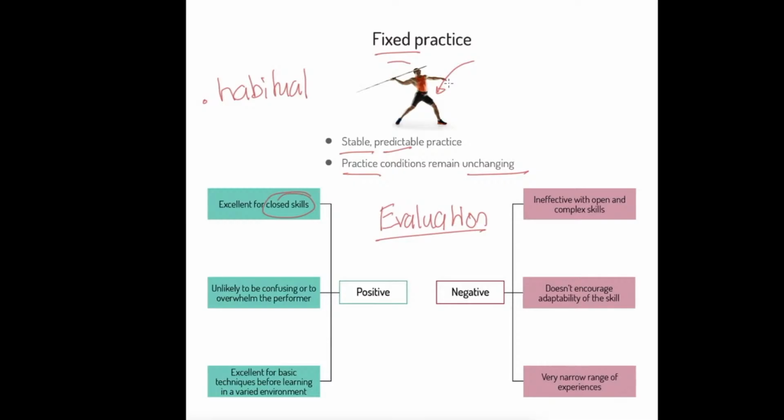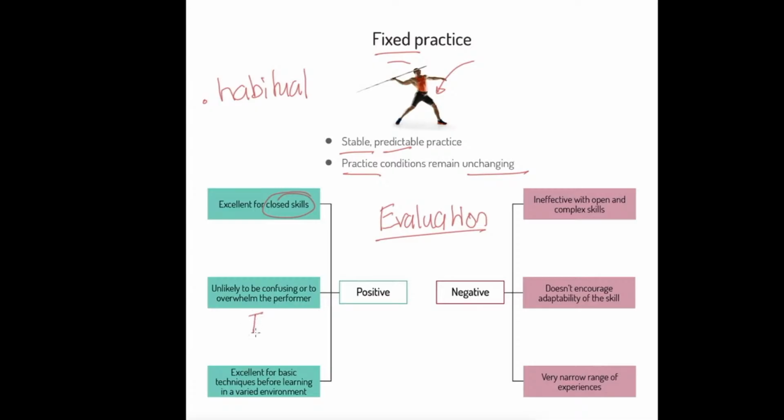The environment is stable and predictable. You run down that approach, you get two to three meters from the line, you throw, you try and stop before the line, you watch where the thing lands. That's what they do each and every time. So it's good for closed skills. It's unlikely to be confusing or to overwhelm the performer. So we're not likely to get information overload here.